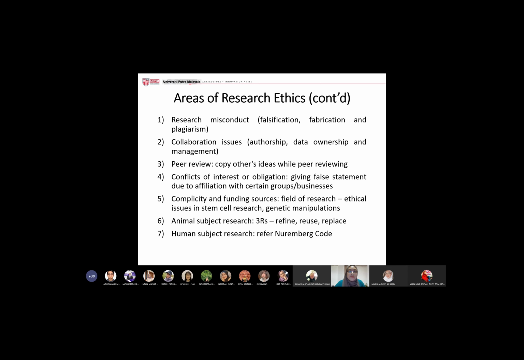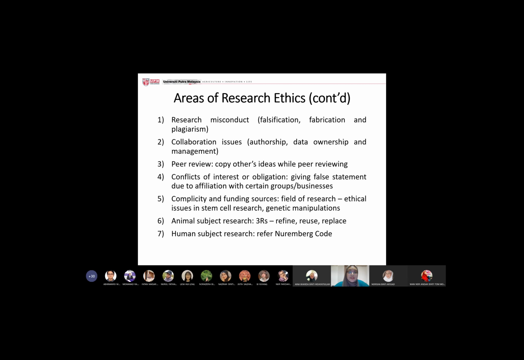Okay, areas. So this is just continuing from before. We've covered 1 and 2. For 3 and 7, I just give some examples just to give you an idea, but it usually doesn't affect you guys at this level, unless you want to continue on after this, maybe doing your master's or PhD, then this might be more related to you.